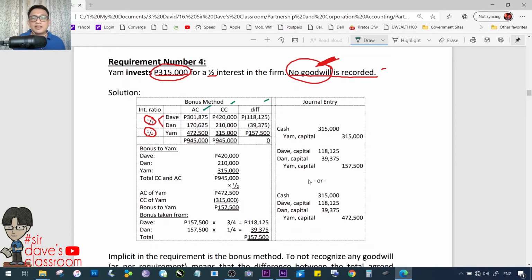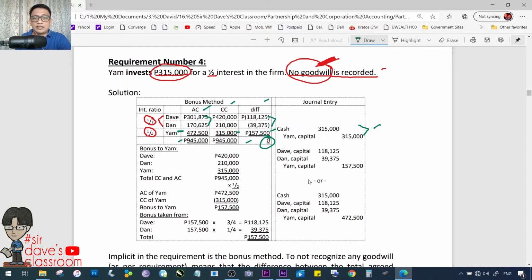Nagigets mo ba yon? In-enter mo yung investments, na-determine na 0 ito, so 945 din yon. Minultiply mo ng 1/2, nakuha mo to, meron ka na nito, so 157, 0 na to, hindi nagagalaw yan. So this one follows, and so therefore this one also would be known. Una, debit cash, credit Yam capital for the amount that has been paid and received by the partnership.